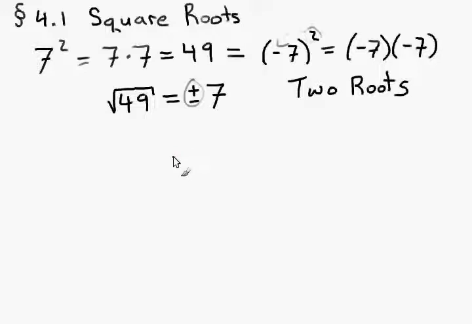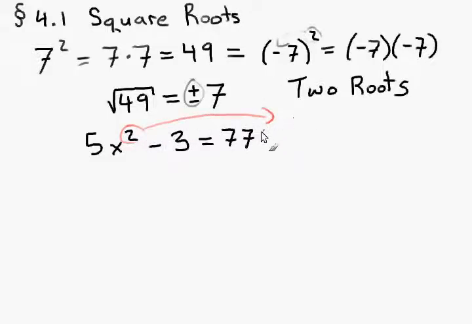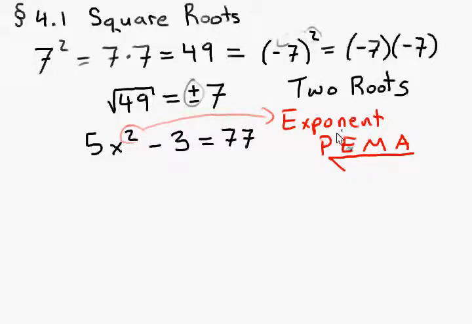Let's take a look at using this. Let's solve an equation. 5 times the quantity x squared minus 3 is equal to 77. This is an exponent. So in terms of order of operations, here goes parentheses, exponents, multiplication, addition. So when we're using inverse operations, we're going to go backwards, and we're going to do that last.